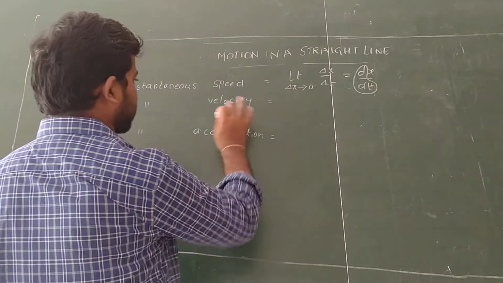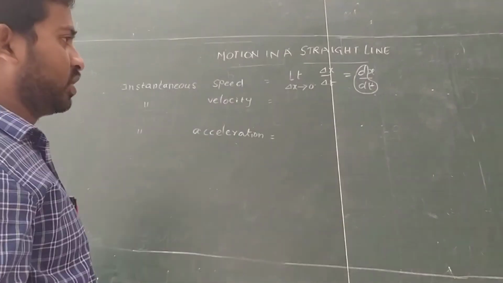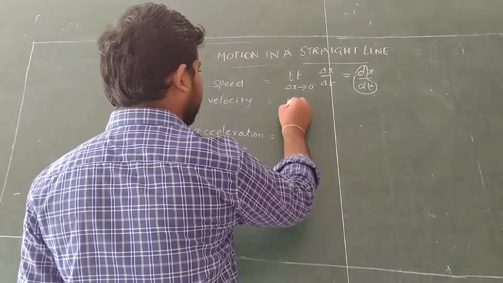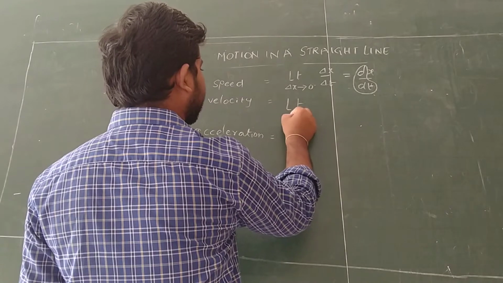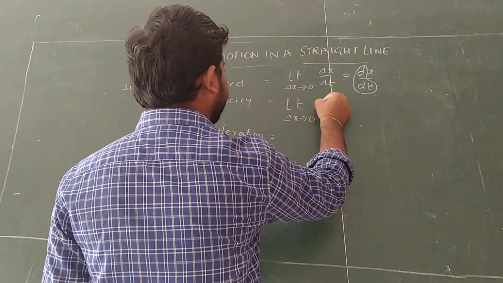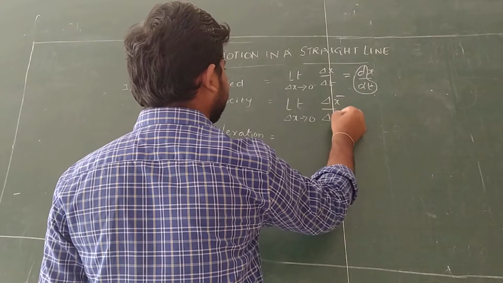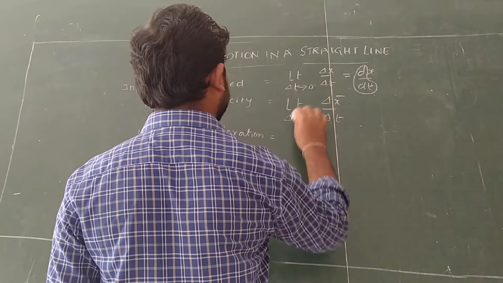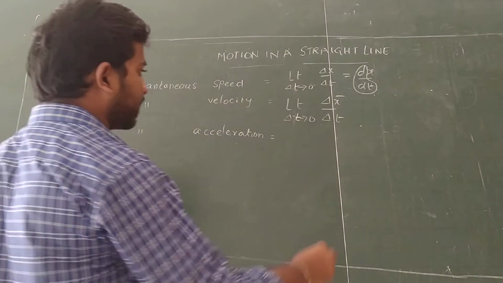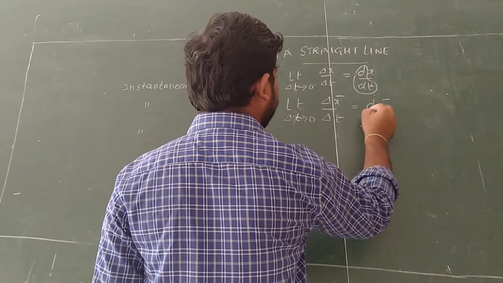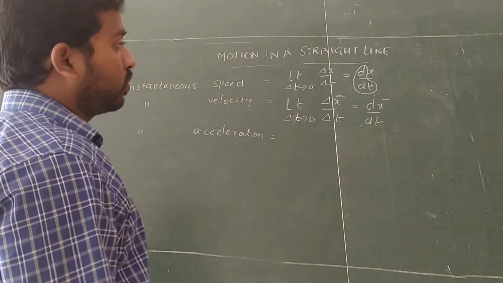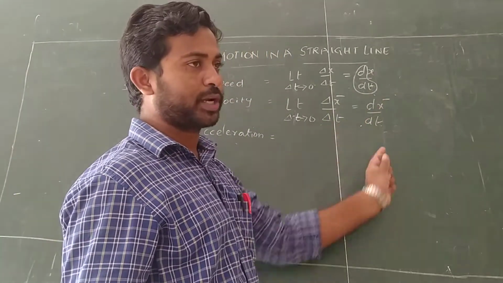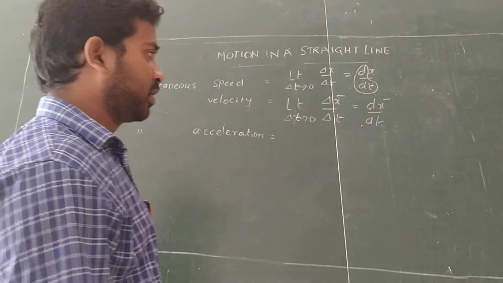And for instantaneous velocity, meaning the velocity of the particle at a particular instant of time, we write the limit as delta t tends to 0 of delta x bar by delta t, where delta t becomes very small. This is dx bar by dt, the differentiation of x bar with respect to t. It is nothing but the rate of change of displacement with respect to time.